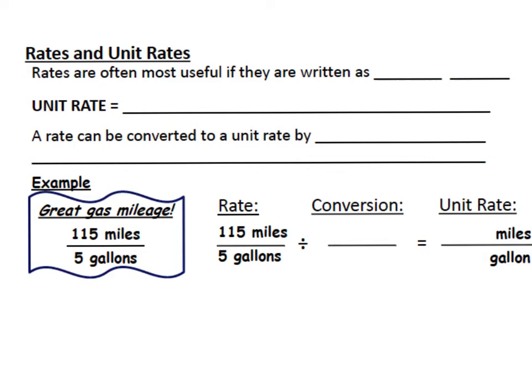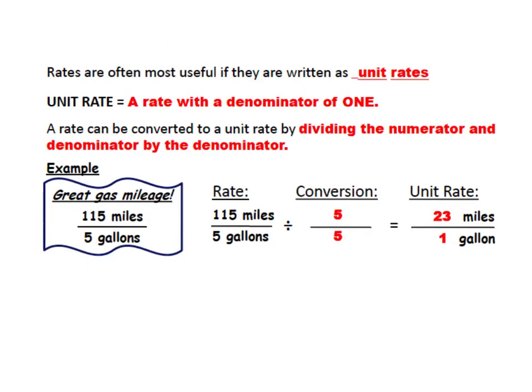Now we're going to look at an example using rates and unit rates to find the gas mileage. Rates are often most useful if they are written as unit rates, or so many miles per 1 gallon. A unit rate always has a denominator of 1. A rate can be converted to a unit rate by dividing the numerator and denominator by the denominator, so we end up with 1 for our denominator.